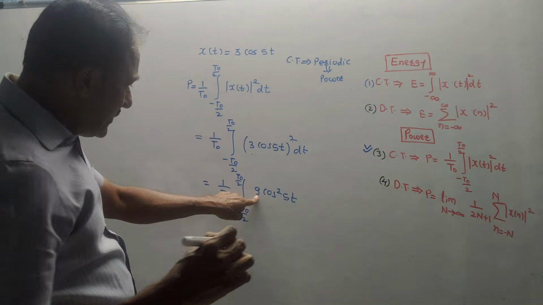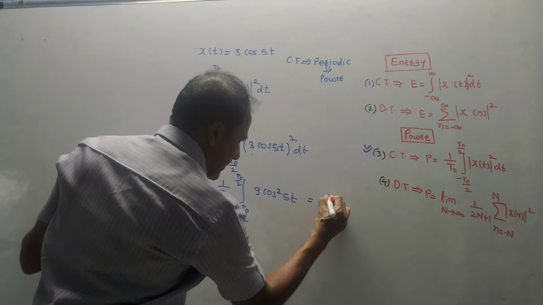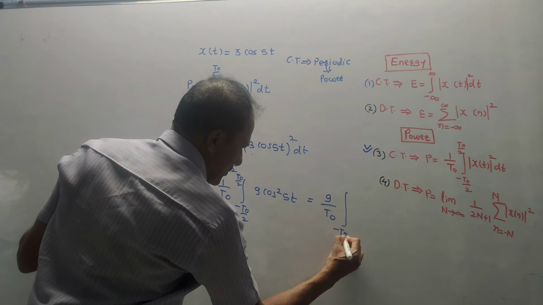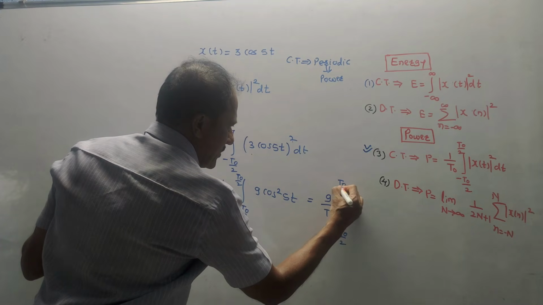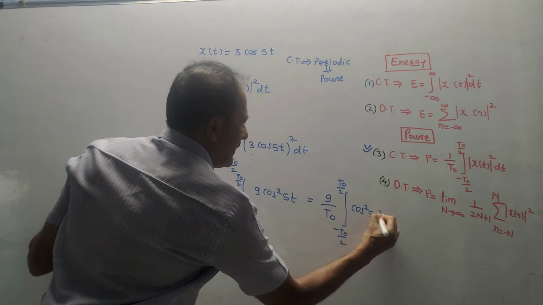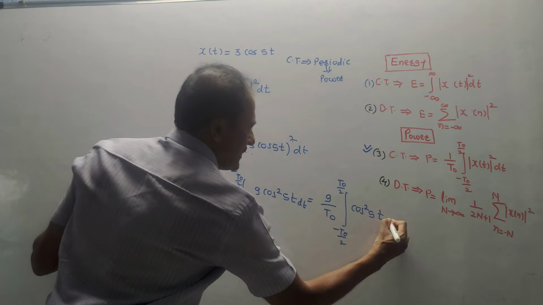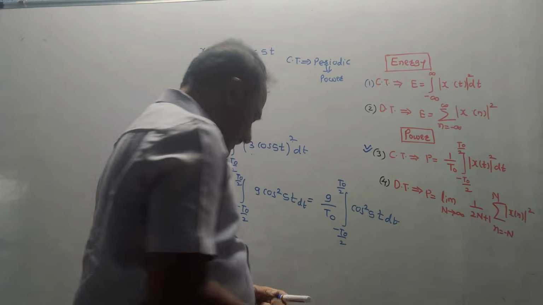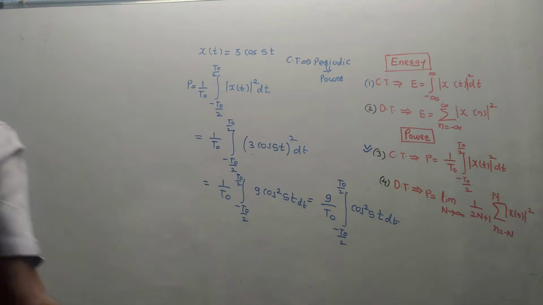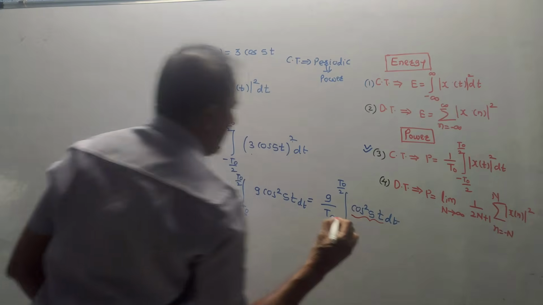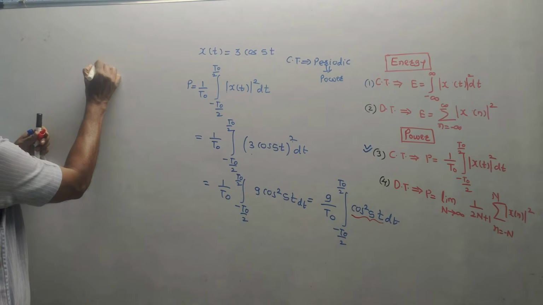This 9 is constant, so it can be taken outside the integration. So 9 by T0 integration from minus T0 by 2 to plus T0 by 2 of cos square phi t dt, where the variable of integration is t. Now to solve such integrations related to the cos square term, we need to make use of one trigonometric identity. I will write it over here.